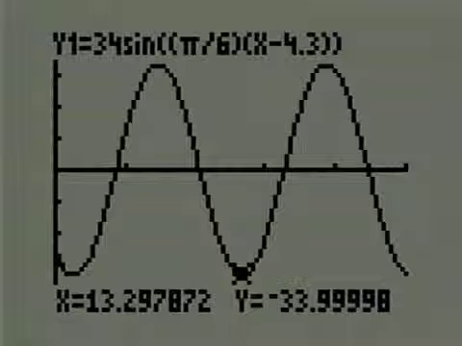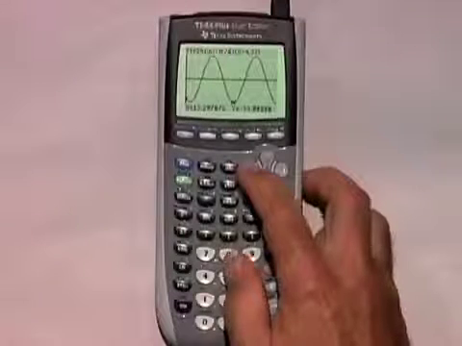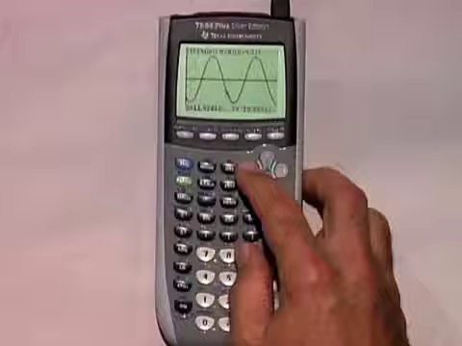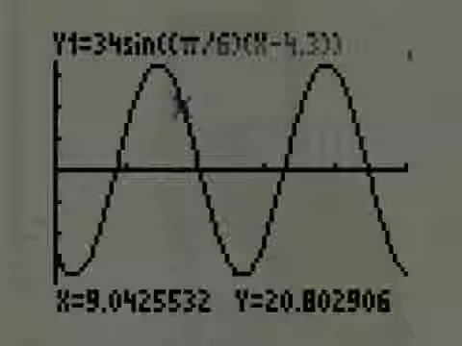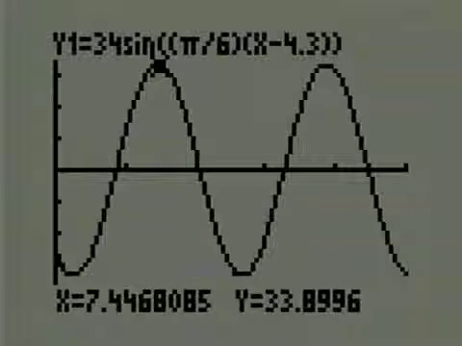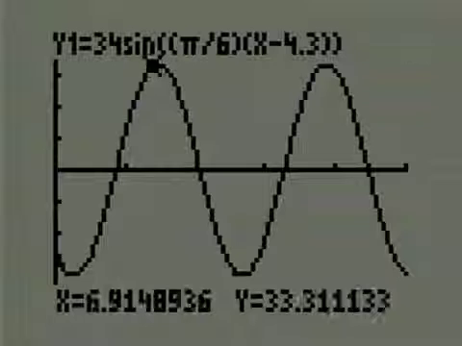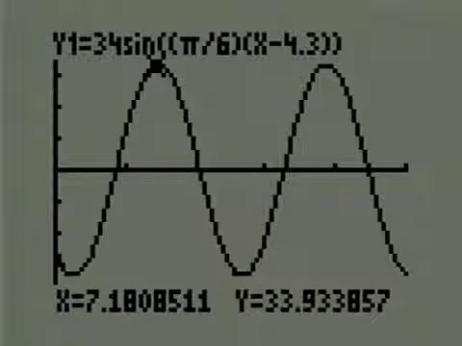if I were to move all the way, let's go backwards this time. If I were to go all the way back up to the peak value, which is around here, and search there, we'll see that again it's reaching 33.933857. So we can conclude that the amplitude is 34, which is what we would expect because the A value in front of the sine is 34.